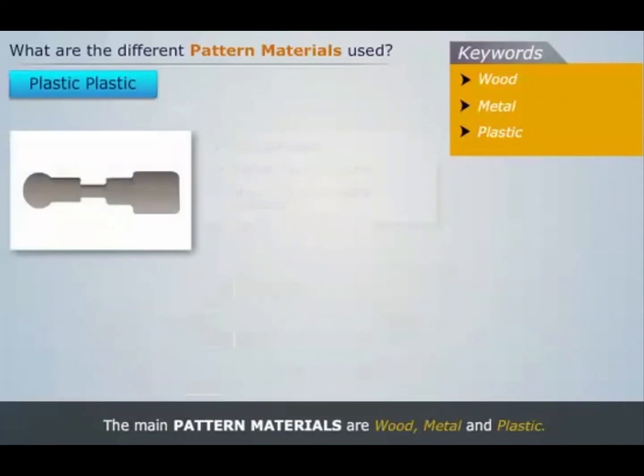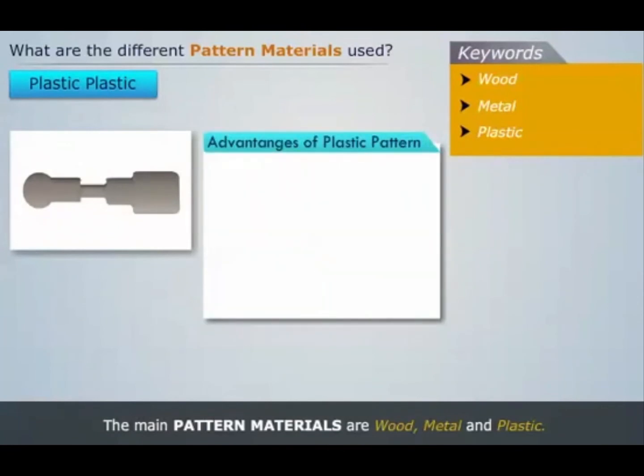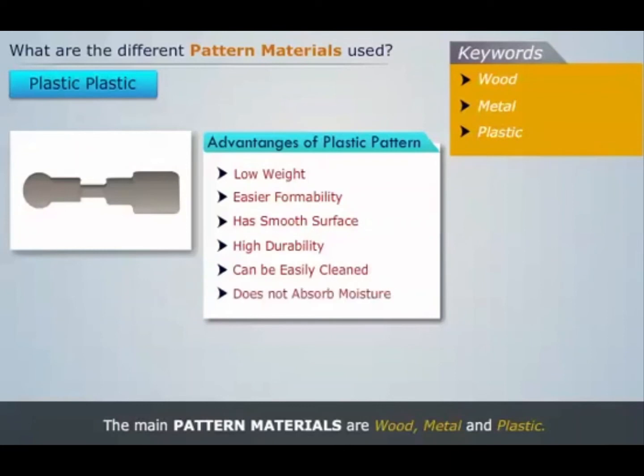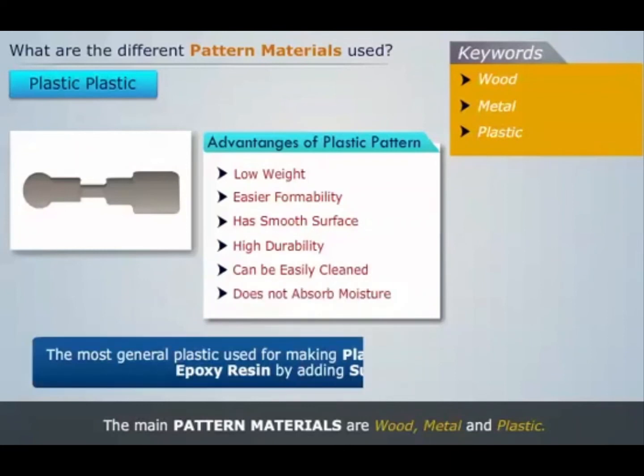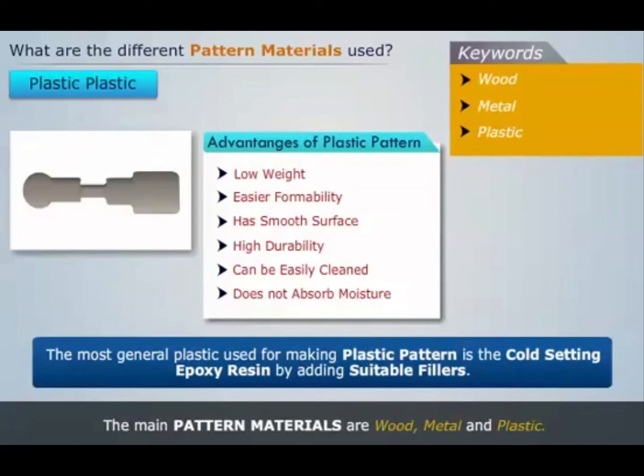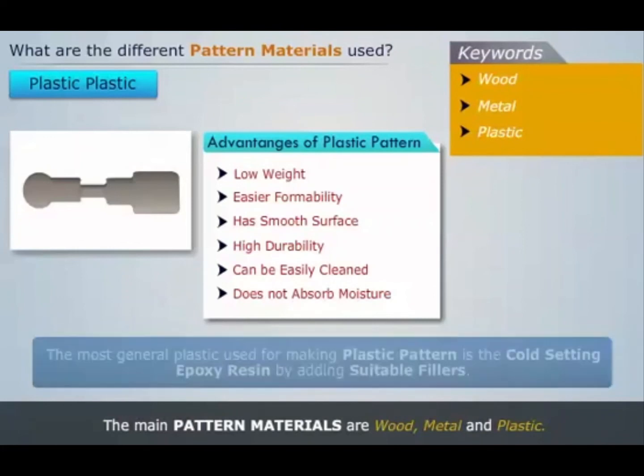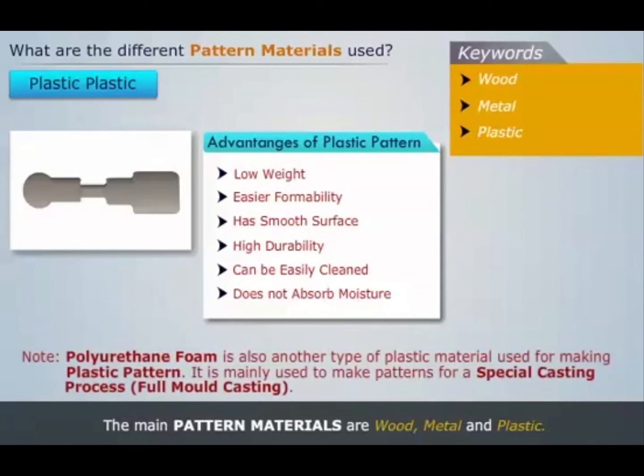Plastic pattern. The advantages offered by plastic pattern are as follows. Its weight is light. It can be easily formed. It has smooth surface and high durability. It can be easily cleaned and does not absorb moisture. The most general plastic used for making plastic pattern is the cold setting epoxy resin by adding suitable fillers. Note that polyurethane foam is also another type of plastic material used for making plastic pattern. It is mainly used to make patterns for a special casting process, that is, full mold casting.